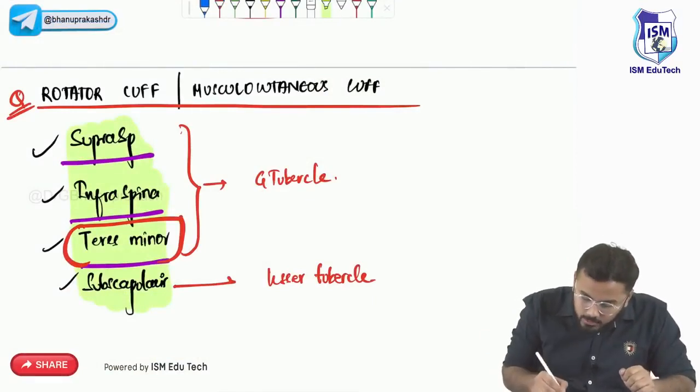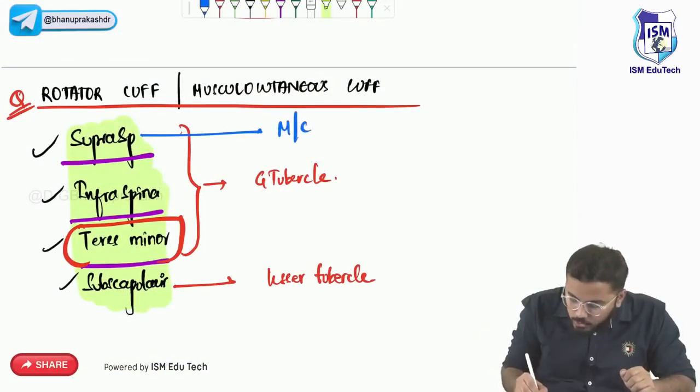And second important thing, when I'm pulling my supraspinatus, what is happening to my arm? My arm is abducting or adducting. It is moving laterally. Laterally is called abduction. When I'm pulling my supraspinatus, it is causing abduction. Keep this thing in mind. So supraspinatus is the most commonly injured muscle.